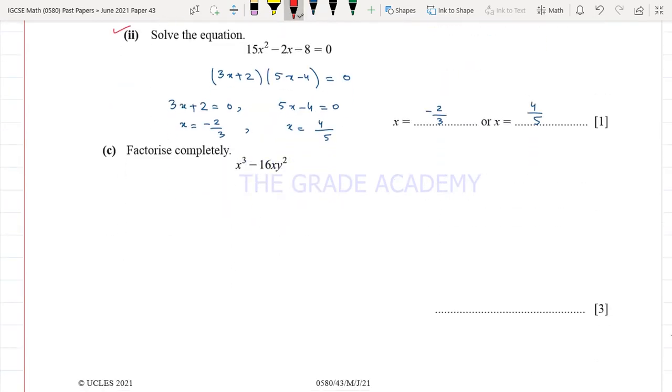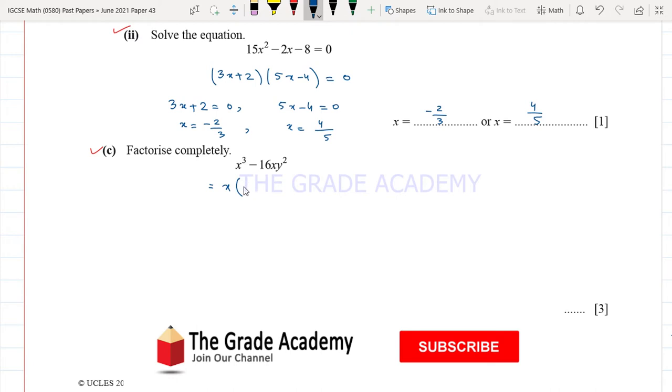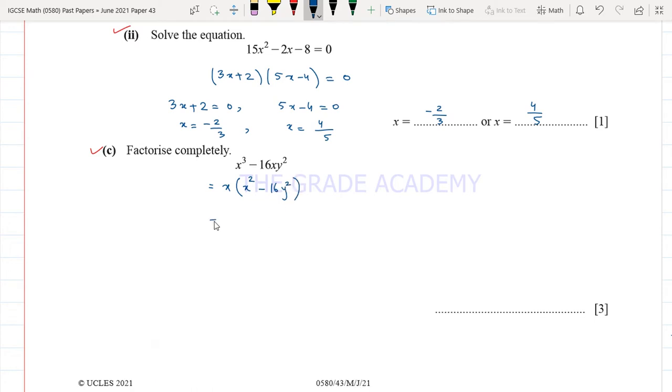Okay, now part C of the question. x cubed minus 16xy squared. We have to factorize this expression completely. Here we can see that x is a common factor in these two terms. Taking x common, or factoring x out from here, we get x squared minus 16y squared. So which is equal to x times x squared minus 16y squared.